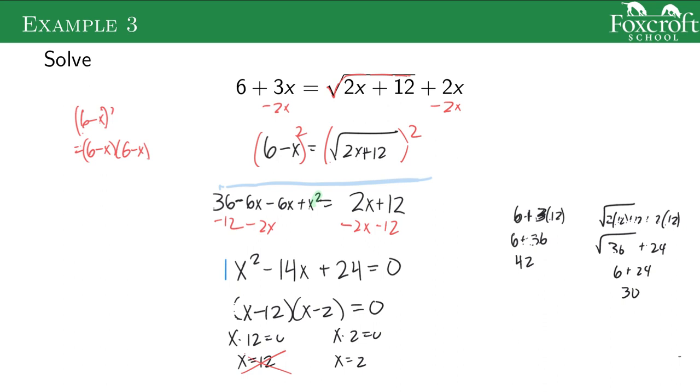Next, I do it with 2. 6 plus 3 times 2 is going to be 12. The square root of 2 times 2 plus 12, plus 2 times 2, is the square root of 16 plus 4. It's 4 plus 4, which is 8, and that also doesn't look like it works. So it's possible this has no solution. I'm going to look at the graph real quick and just see, because I feel like one of these should work, so maybe I made a mistake.